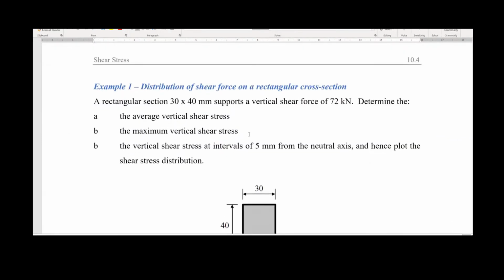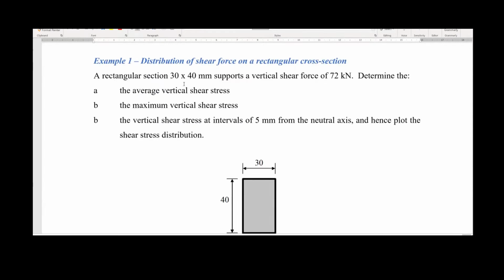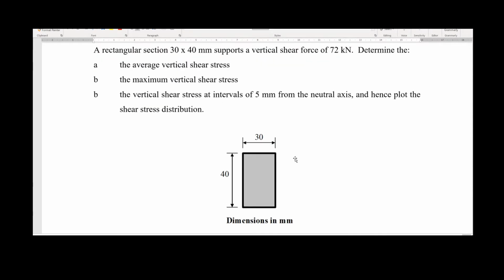And remember, please, because, for example, in this exercise, they say a rectangular section 30 millimeters times 40 millimeters, as you can see in the figure, supports a vertical shear force of 72 kilonewtons. And after that, the problem asks you to determine the average vertical shear stress, the maximum vertical shear stress, and the vertical shear stress at intervals of 5 millimeters from the neutral axis, and hence plot the shear stress distribution. So basically, you need to do all the calculations with the formula we have studied before.